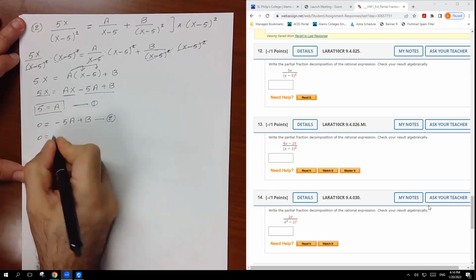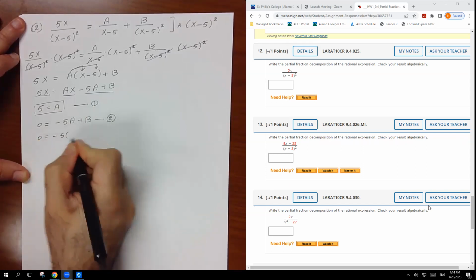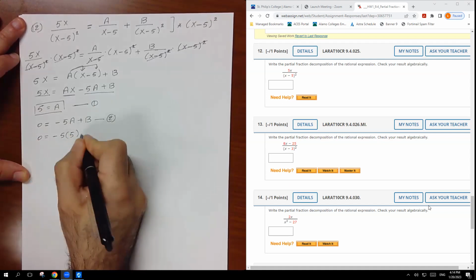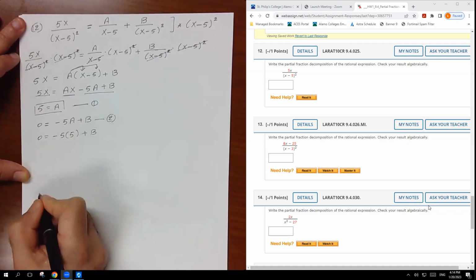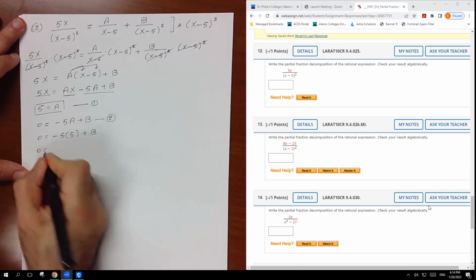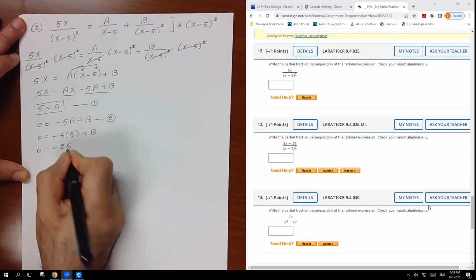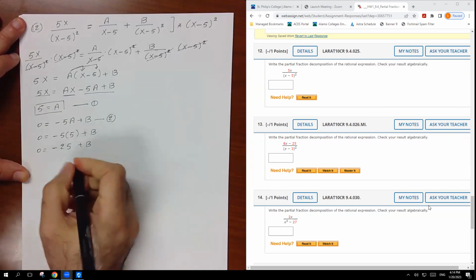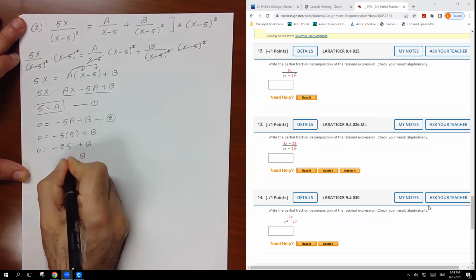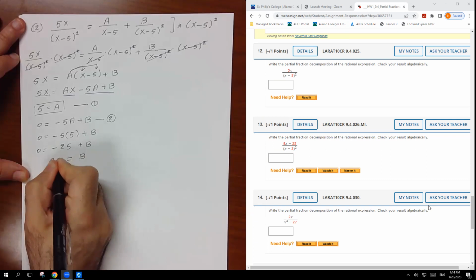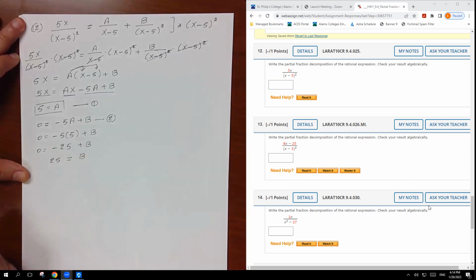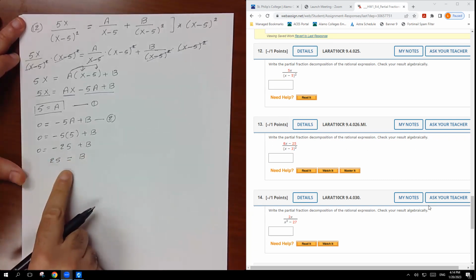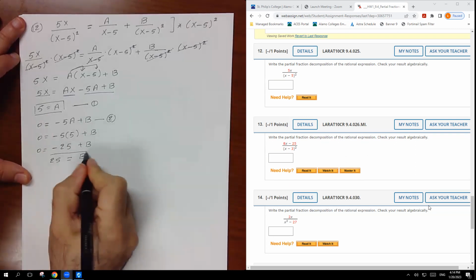That means 0 is going to be equal negative 5 times 5 plus b. That means 0 is going to be equal negative 25 plus b. We're going to add 25 to both sides. That means b is going to be equal positive 25. So we have the value of b, we have the value of a.